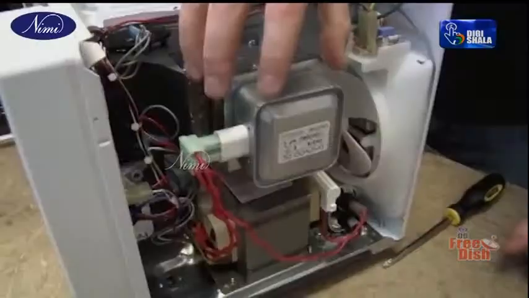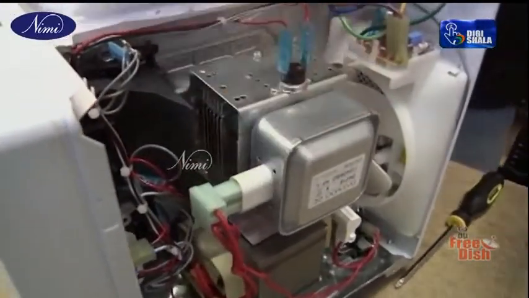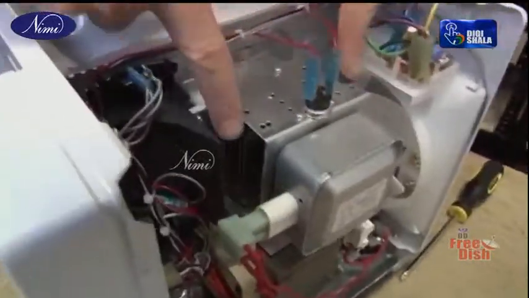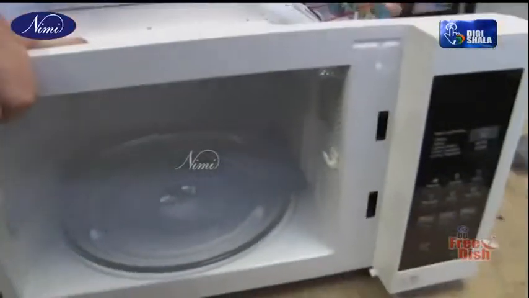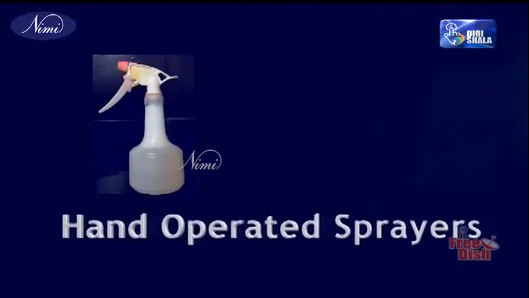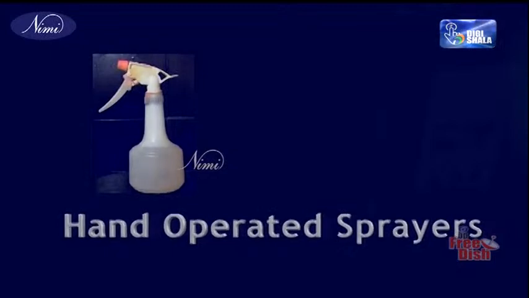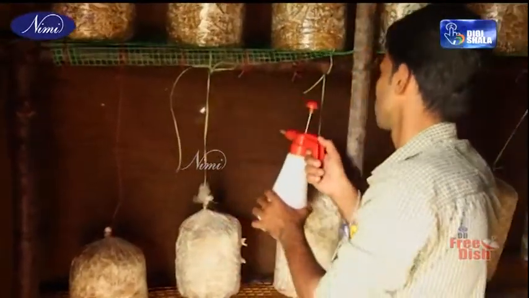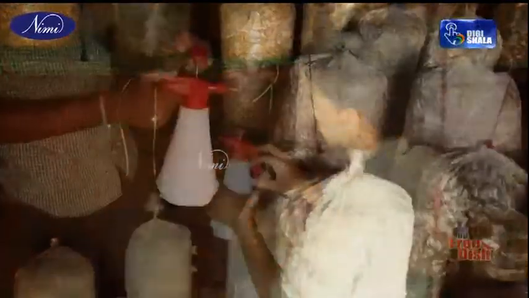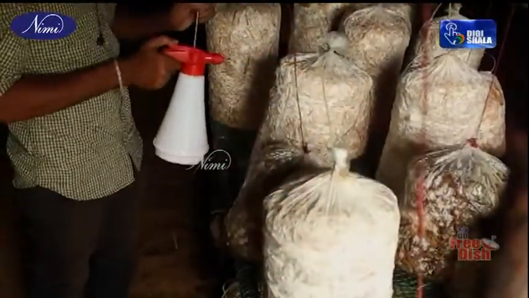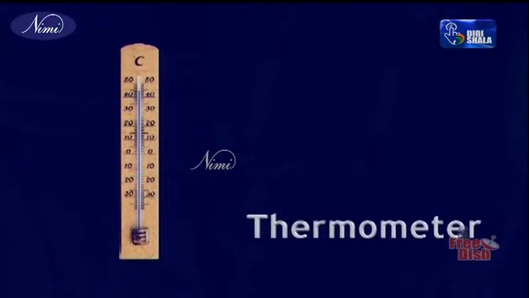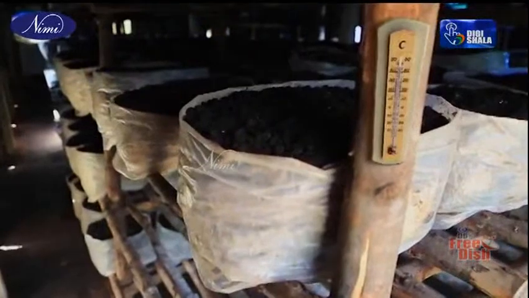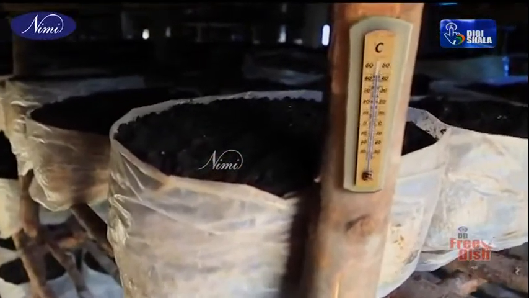Microwave oven. The oven consists of magnetron control circuit, waveguide, and cooking chamber. Hand-operated sprayers or atomizers. These are used to spray water inside the mushroom shed as well as on mushroom beds. Thermometer. It is fixed inside the mushroom sheds to observe the temperature maintained.